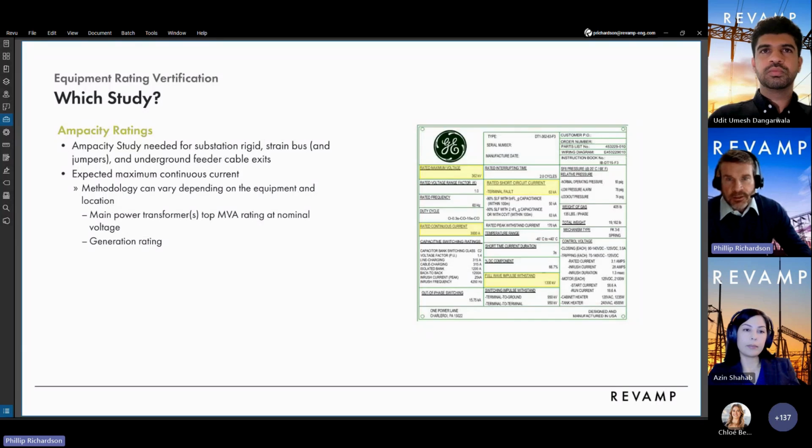So the ampacity study is used to verify substation rigid and strain buses, jumper ratings, and also determines our underground feeder exit design. Prior to the study, we'll choose ampacity ratings based on maximum continuous current that will flow through the equipment. This will vary based on the location of the equipment and the methodology used. For example, for a 2-transformer substation, the line disconnect switch will see more current than either of the high side transformer disconnect switches.